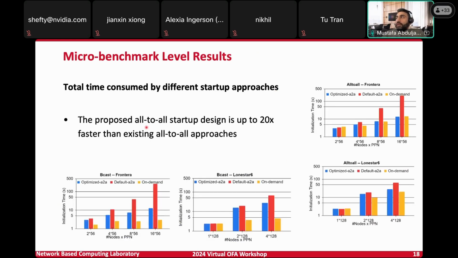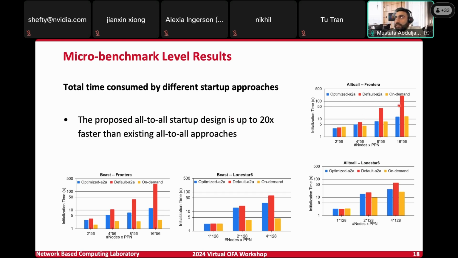To start off, we profile the startup time, the initialization time, and in these figures, lower is better, of course, and this is latency. And we're comparing the default all-to-all initialization time versus the optimized one. And we're also, for completion, adding the on-demand approach for connection establishment given its initialization time. However, it's not really an apples-to-apples comparison because there is not at all connection establishment happening with MPI_Init for on-demand, but we included that for completion.